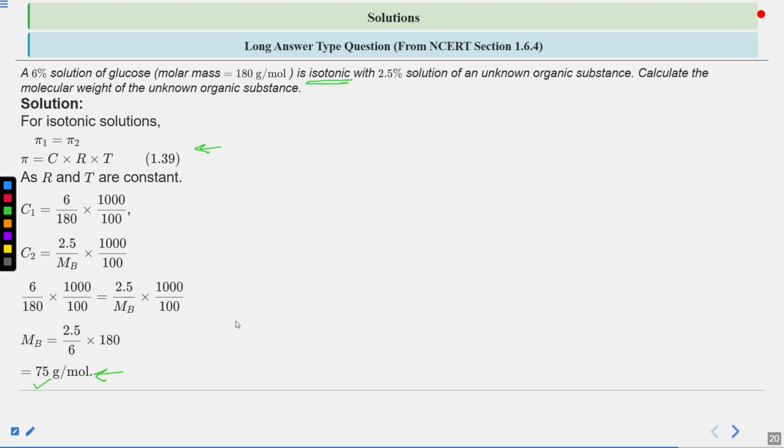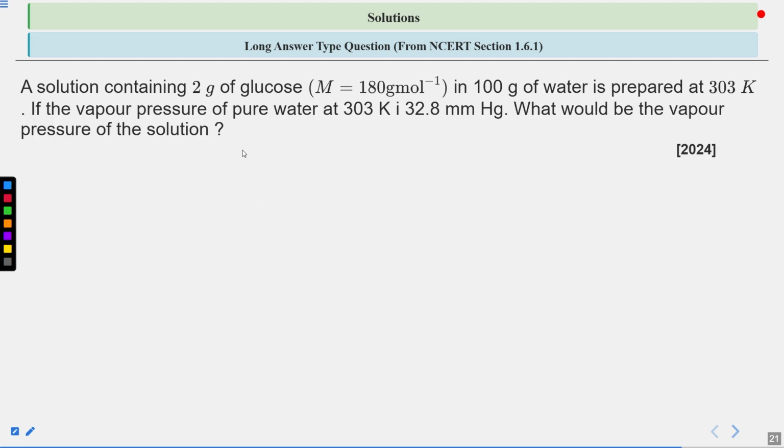Okay, moving on to the next one. This question is again a long answer type question, and this covers the NCERT section 1.6.1 in the solution chapter in our NCERT textbook. The question says that a solution is containing 2 gram of glucose, the molar mass is given as 180 grams per mole, in 100 gram of water. Now, this is prepared at 303 Kelvin temperature. If the vapor pressure of the pure water at 303 Kelvin is 32.8 mm of Hg, what would be the vapor pressure of the solution?